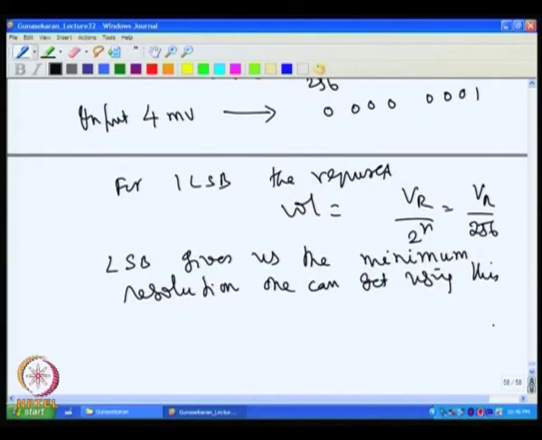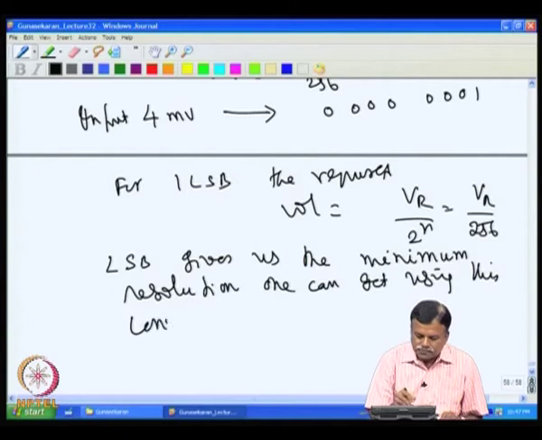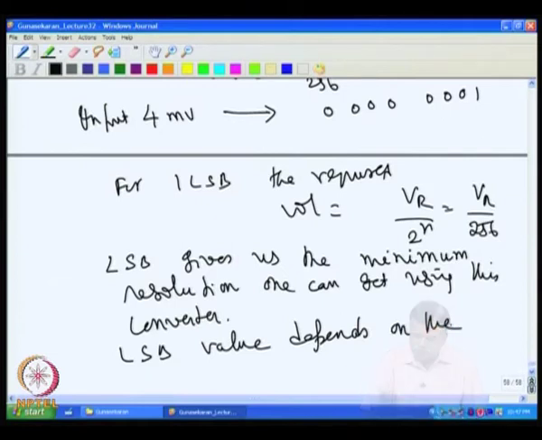Of course, this depends upon the reference voltage. If the reference voltage is different, for the same converter you will get a different resolution. So, the LSB value depends on the reference voltage.